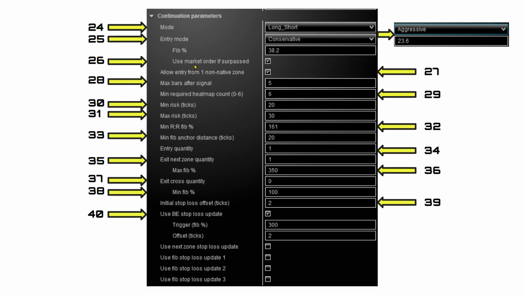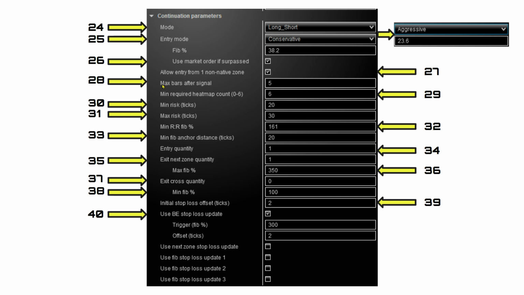26 is use market order if surpassed, that's checked. Now, number 27, allow entry from one non-native zone, is checked in this case because this works very, very well when it pushes through a higher time frame in just a single time frame and not a confluence. It does work very well.